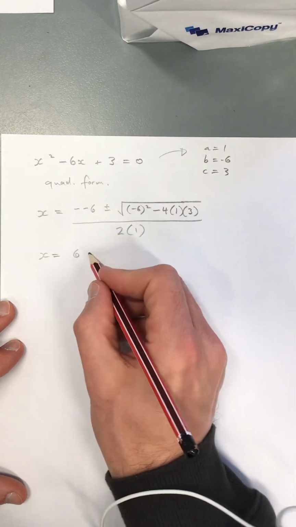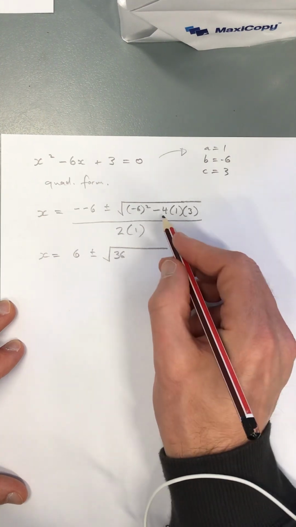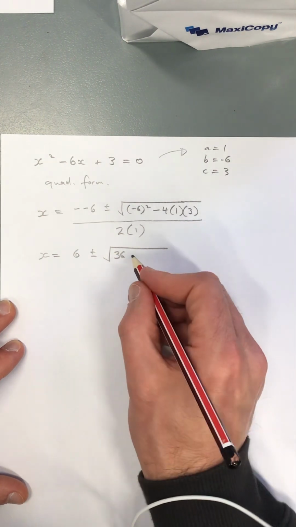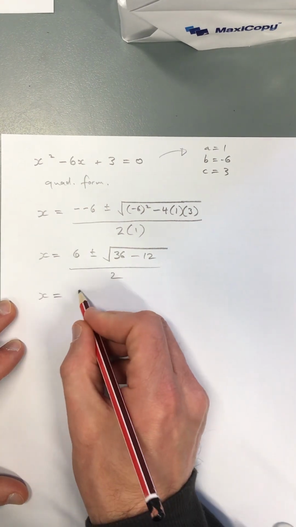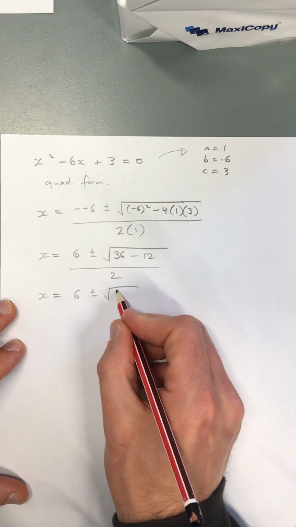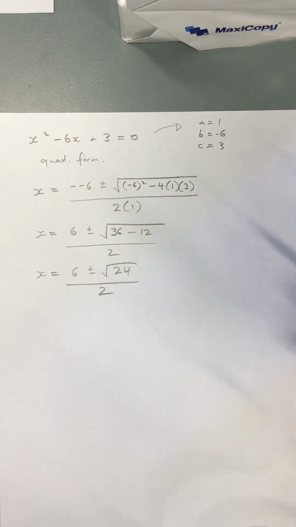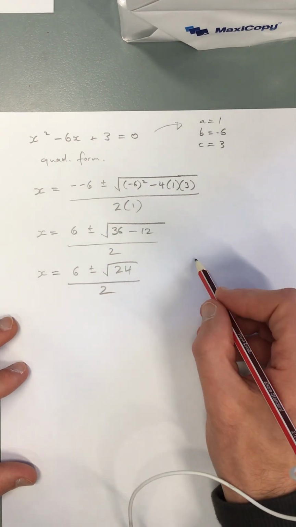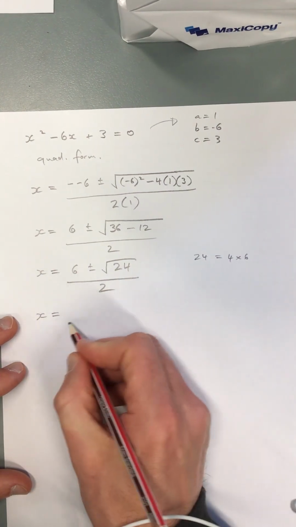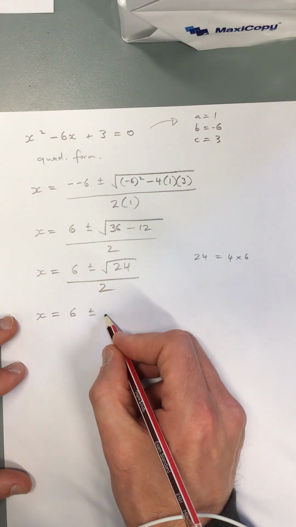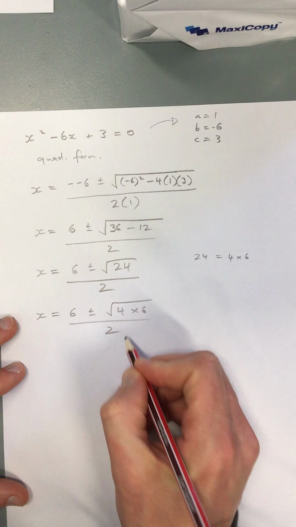Well, that becomes a positive 6 plus or minus the square root of 36 minus 4 times 1 times 3, so minus 12 all over 2. X equals 6 plus or minus the square root of 24 over 2. And then we can go a little bit further with the square root of 24. Remember that 24 is equal to 4 times 6. So that will become the square root of 4 times 6. It's all over 2.